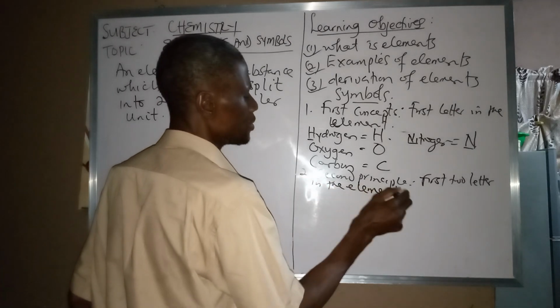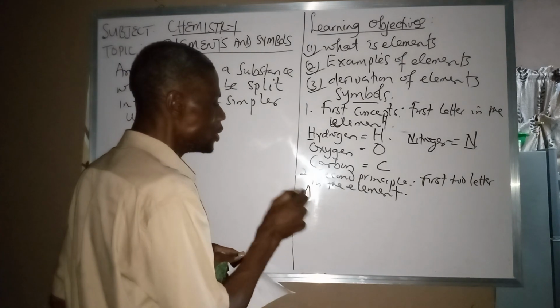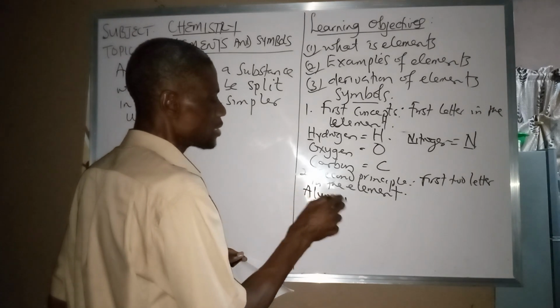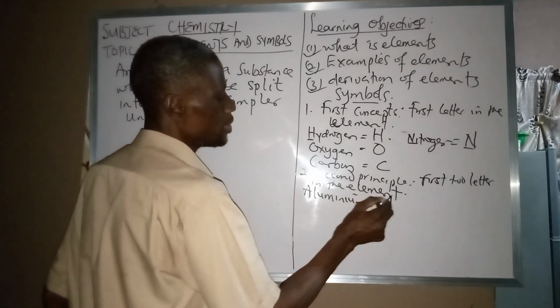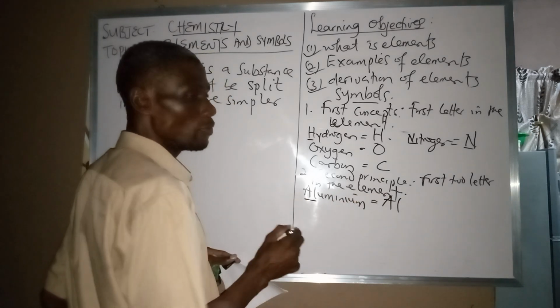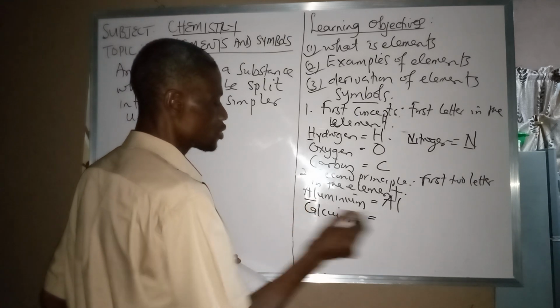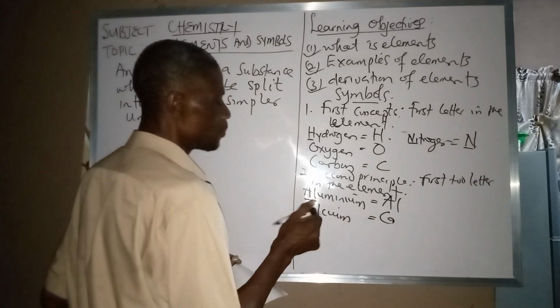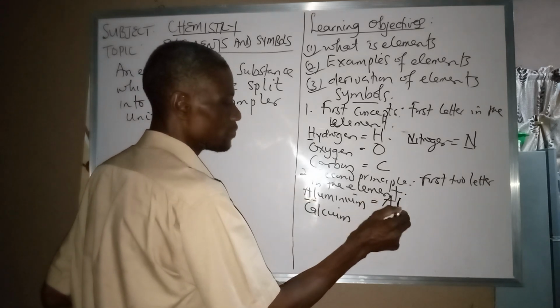What do you mean by the first two letters? For example, aluminium is an element. You will start with your Al. The symbol is what? Al. Okay? If you look at calcium, calcium starts with what? Ca. Please, the first letter is a capital letter, the second letter is what? Small letter. Very, very important. Note it.